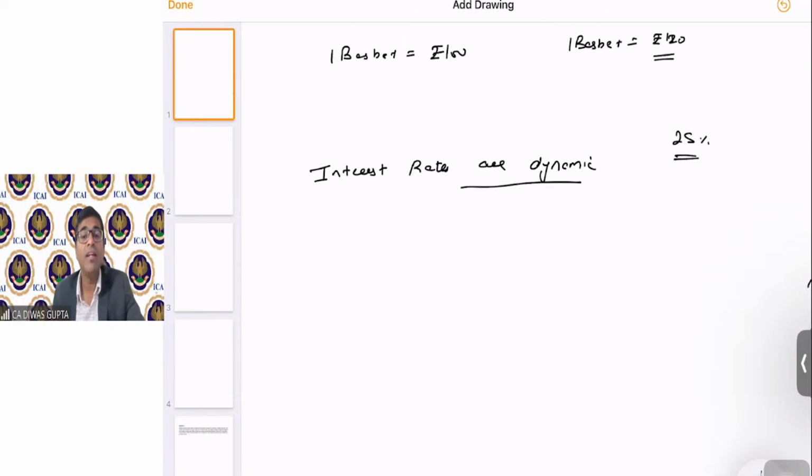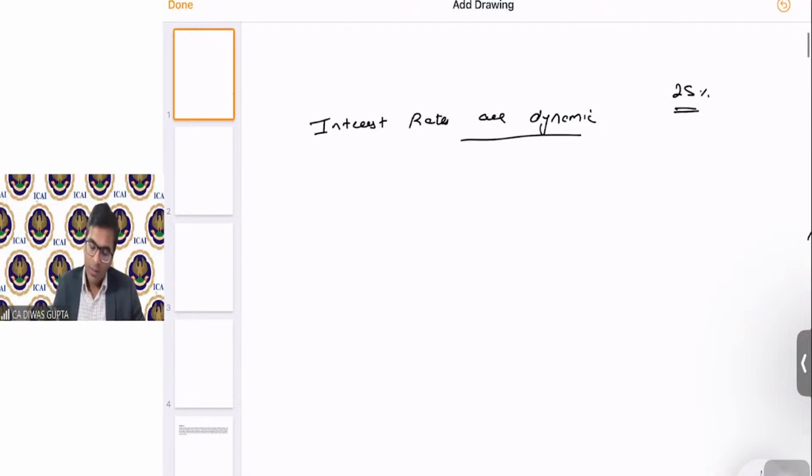Now, with this, if interest rates are dynamic, students, you can imagine today any company is not isolated from the interest rates impact, because either they will have borrowings or, if they don't have borrowings, they will at least have investments. So from both sides, the liability side as well as the asset side, they are exposed to the changes in the interest rates. Correct?